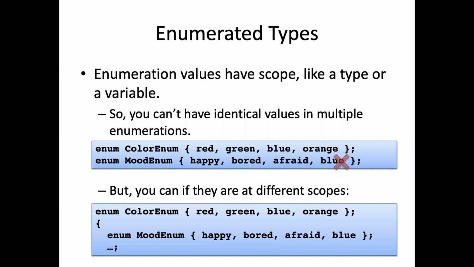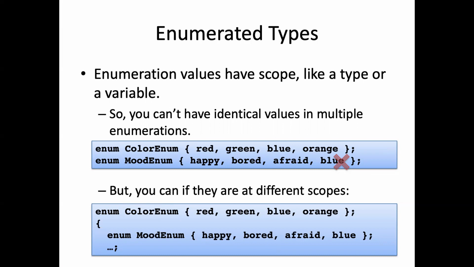All right, here I'm showing that the scoping rules for names are the same as any identifier scoping rules. So here I've got a color enumeration that has red, green, blue, and orange in it. And I didn't say otherwise, so red is going to be another name for 0, green's going to be another name for 1, and so on. And then I made a mood enumeration, and I put a bunch of values in it, but it also has blue in it because blue is plausibly a mood you could have.